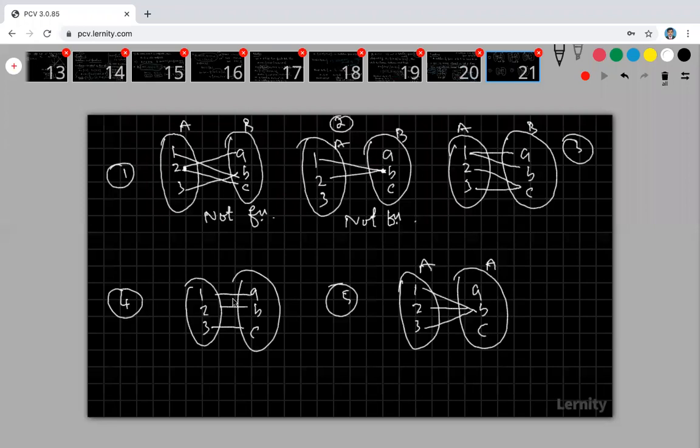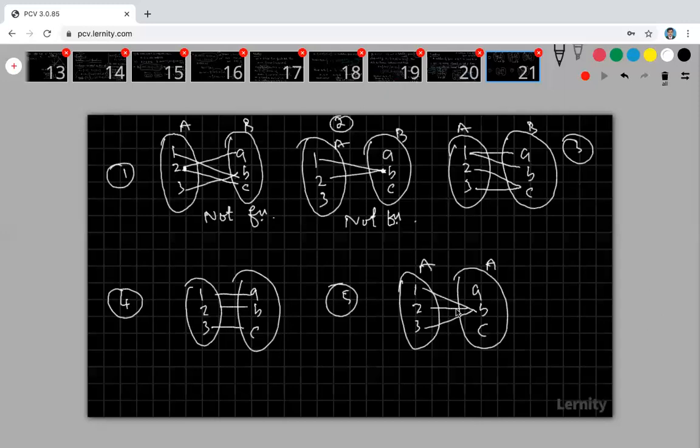Okay, right, now come to that. My one is related to only one element. My two is related to only one element. My three is related to only one element. That means the image of one is only one, image of two is one, image of three is also only one. That is C. Okay, this is a function. And here look at that. My one is related to only one element.